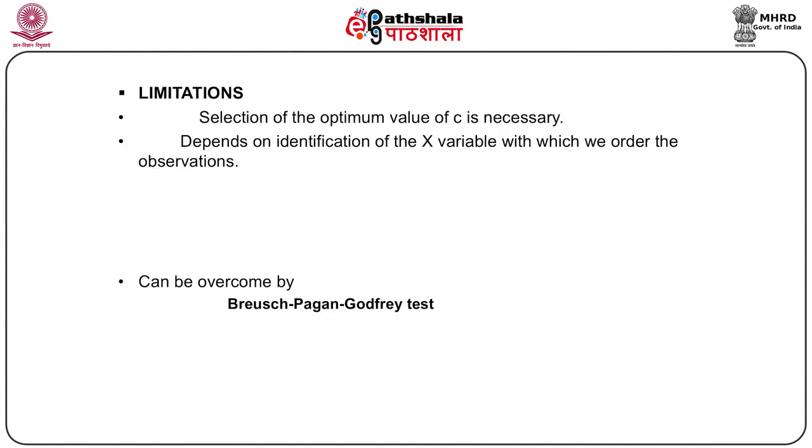Moving on to the Breusch-Pagan-Godfrey test for detecting heteroscedasticity. In case of Goldfeld-Quandt test, the selection of the optimum value of C is necessary. Also, the method depends on identification of the x variable with which to order the observation. Also, in case of Goldfeld-Quandt test, we can perform the test only if the residuals are positively correlated with the explanatory variable x. We can overcome the limitations of Goldfeld-Quandt test by using the Breusch-Pagan-Godfrey test.